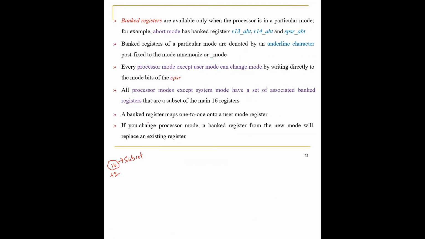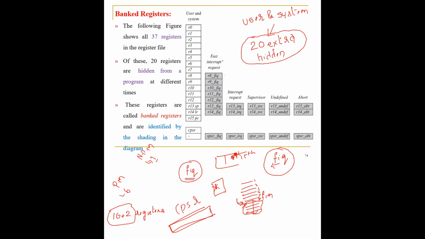If you change the processor mode, a bank register from the new mode will replace an existing register. Very well known thing. So if it is in the fast interrupt request mode, and you go to the control field of the CPSR and induce the interrupt request mode, the registers R13 and R14 will change from R13_FIQ, R14_FIQ to R13_IRQ, R14_IRQ. Suppose you are in the interrupt request mode and you go to the mode field of the CPSR and change it to supervisor mode, it will become R13_SVC, R14_SVC. That is what this particular thing says.